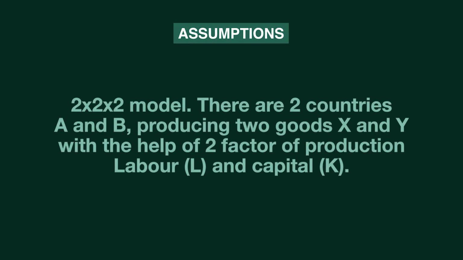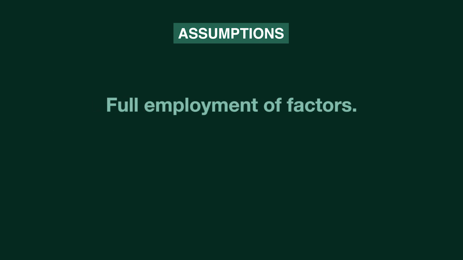The assumptions of the model are similar to those of the Heckscher-Ohlin model. We consider a two-country, two-commodity, two-factor framework where the production function is linearly homogeneous, following constant returns to scale. We have perfect competition in both product and factor markets. There is full employment of factors of production.